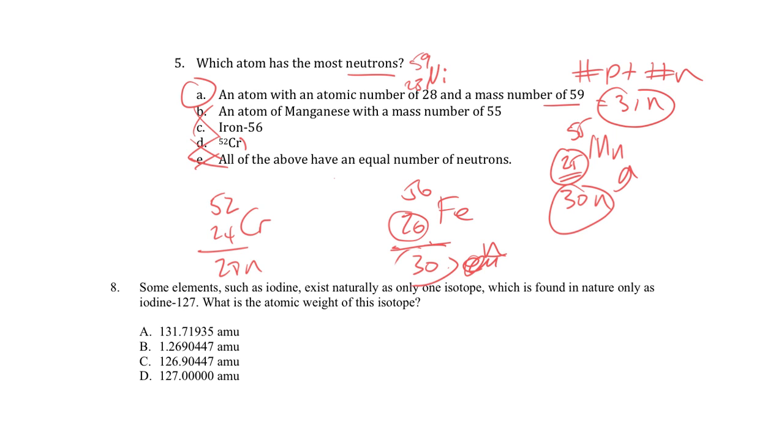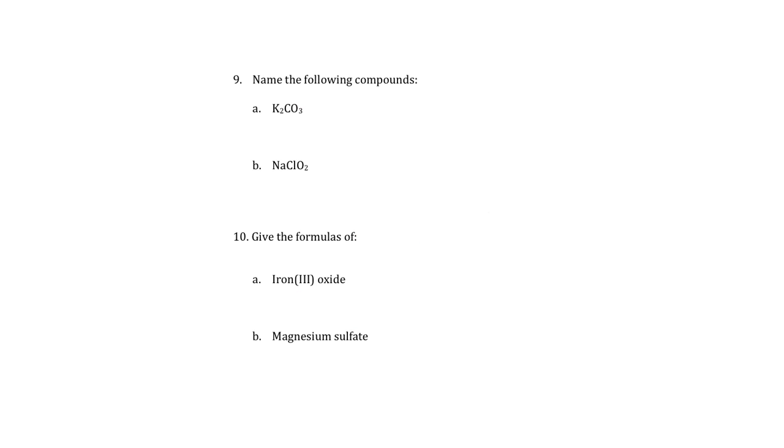Some elements exist, like iodine, with only one isotope, and it exists as iodine 127. What's the atomic weight of this isotope? Well, all we need to do is check the periodic table. Check the periodic table for I, it's 126.90447. Just looking at a periodic table, we get answer C. You may wonder, how do you know this? How would you know that iodine exists as one isotope? Well, you look at iodine in a mass spectrometer. So we determine abundances and the more exact atomic weights of isotopes using mass spectrometry.